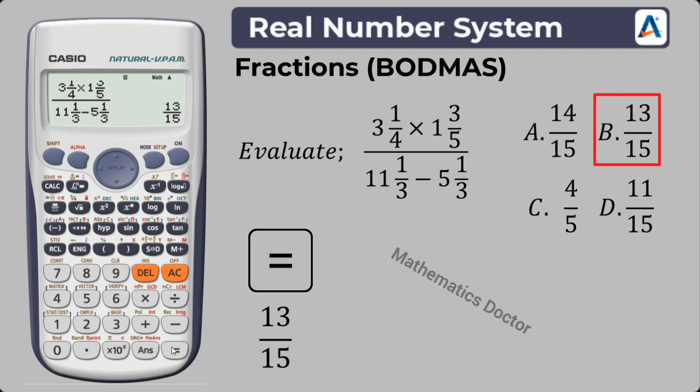Please don't forget that 13 over 15 is a proper fraction. So we can't convert it into any mixed form unless a decimal form. But the answer is 13 over 15. So we take that as our final answer.